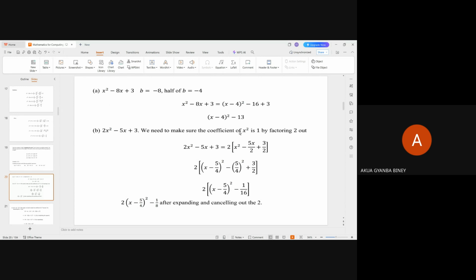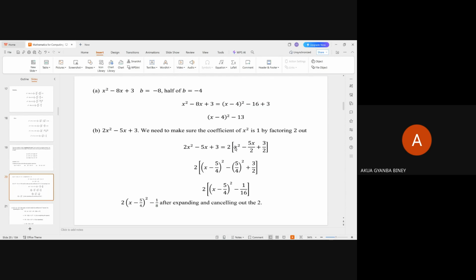So we need to make sure the coefficient of x squared is 1 by factoring 2 out. We have 2(x squared - 5/2 x + 3/2). We did nothing but factor 2 out. So now this is what we are going to work with, the one inside the bracket, still maintaining the 2 outside. When we finish, it should come. So inside the bracket is what we are going to complete the square on.